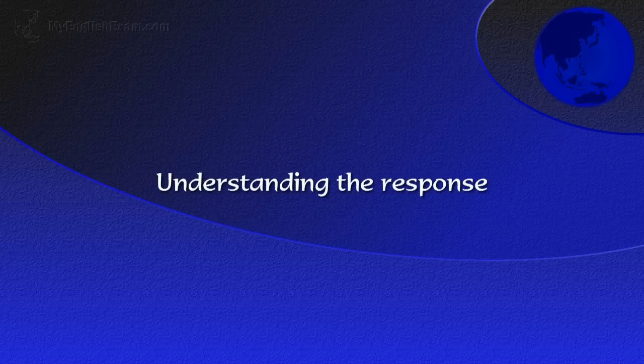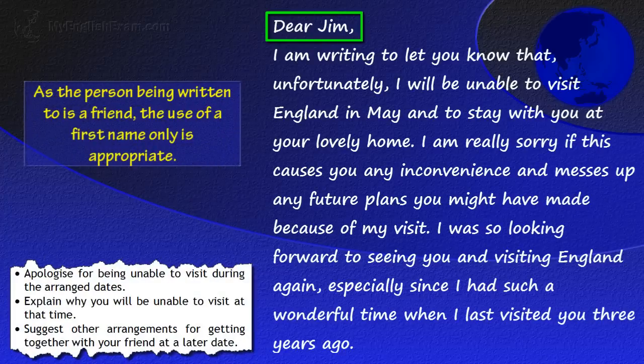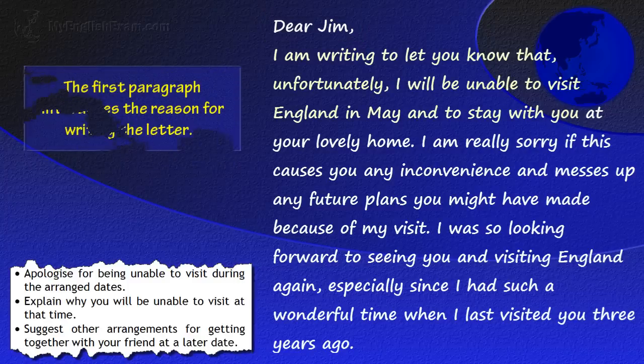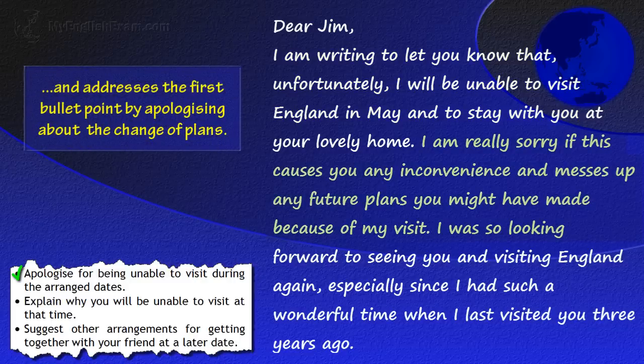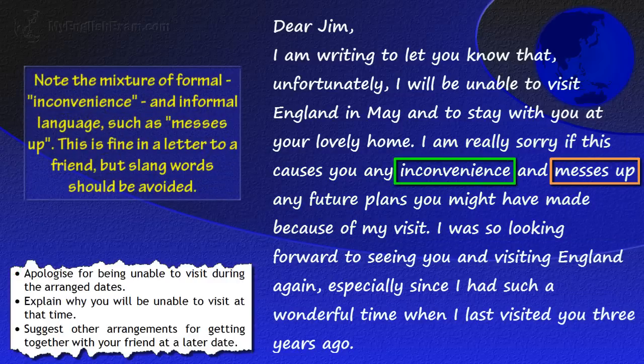Understanding the response. As the person being written to is a friend, the use of the first name only is appropriate. The first paragraph introduces the reason for writing the letter and addresses the first bullet point by apologising about the change of plans. Note the mixture of formal, inconvenience and informal language such as messes up. This is fine in a letter to a friend, but slang words should be avoided.